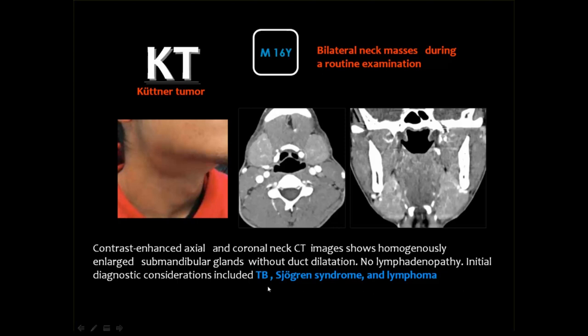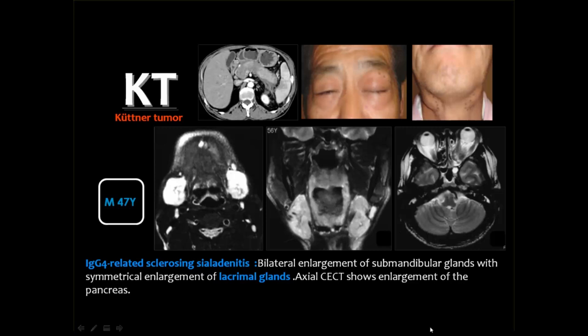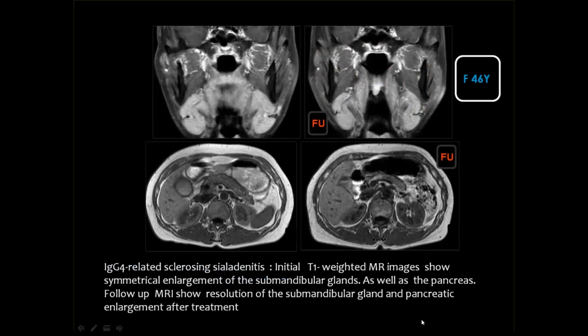And in the differential diagnosis, you may include TB, Sjogren disease, and lymphoma, and you reach the diagnosis of IgG4 related disease by biopsy. Then here you got, let us say, the appearance which is highly suggestive of autoimmune pancreatitis with a pseudocapsule or hypodense halo around the pancreas. Then you see bilateral symmetrical enlargement of the lacrimal glands and also symmetrical enlargement of the submandibular salivary glands.